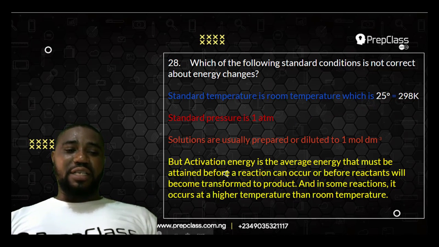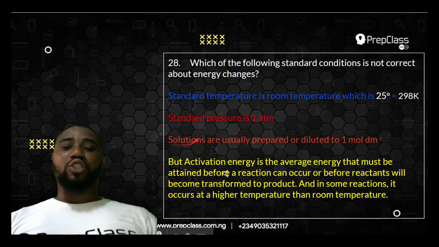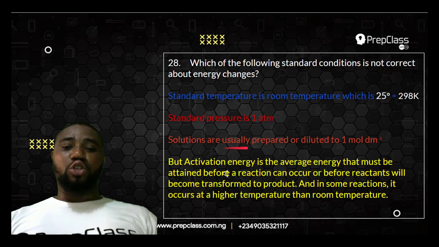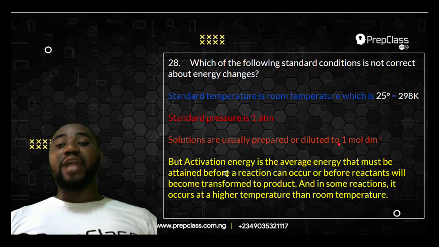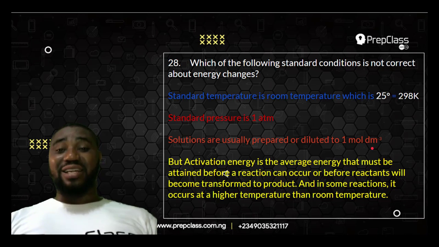Option B is telling you that standard pressure is 1 atm. Yes, standard pressure is 1 atm, which is actually 760 millimeter mercury. So option B is also correct. Remember that I'm looking for the one that is not correct. Option C, the solutions are usually prepared or diluted to 1 mole per dm cube. Yes, when we dilute substances, we usually dilute in 1 liter of water for standard dilution, and 1 liter of water is 1 dm cube. So most substances are usually diluted at 1 dm cube.